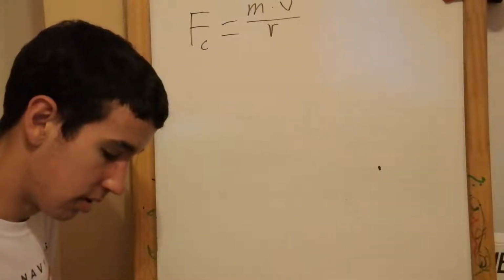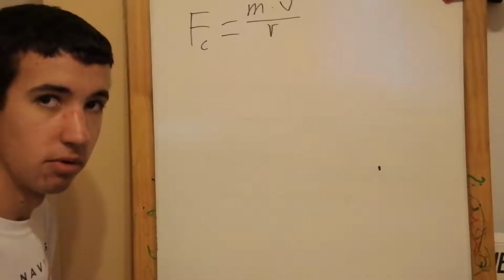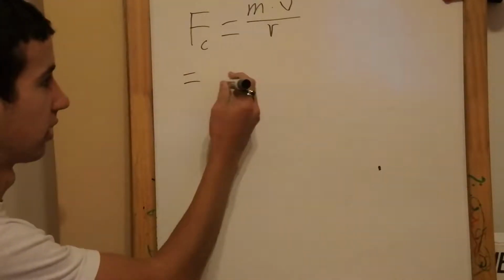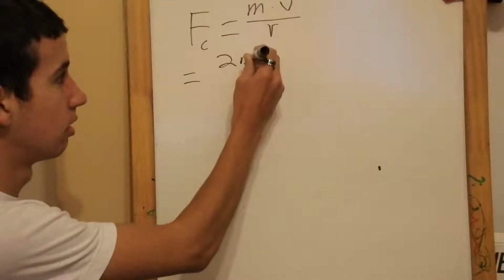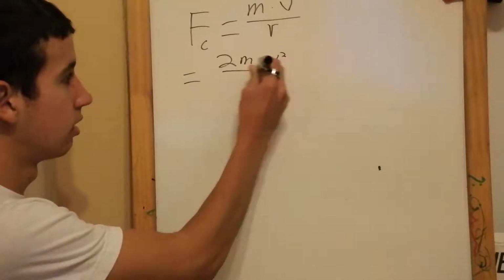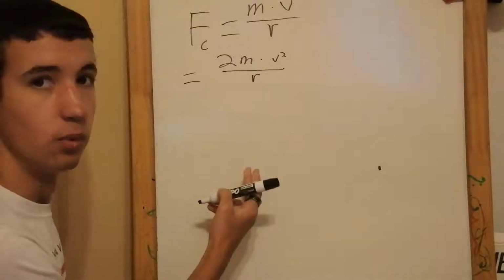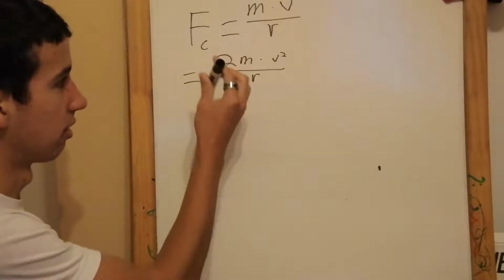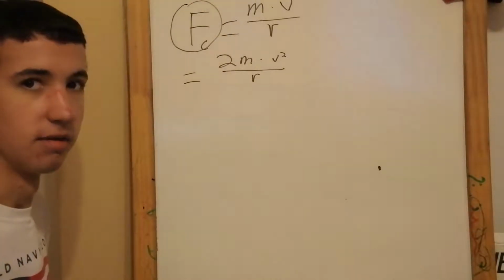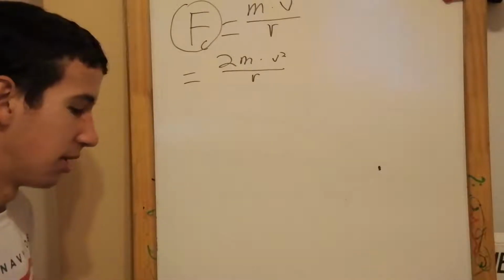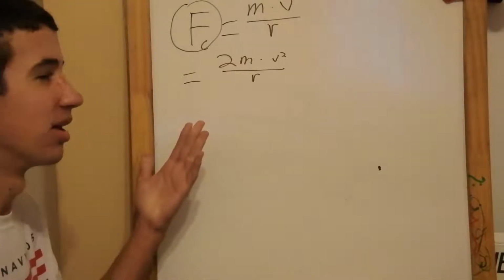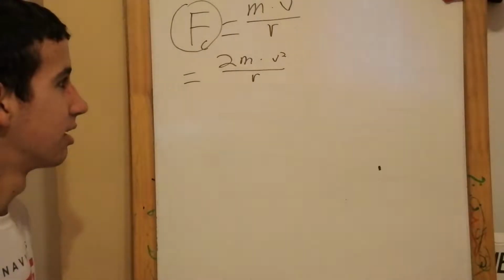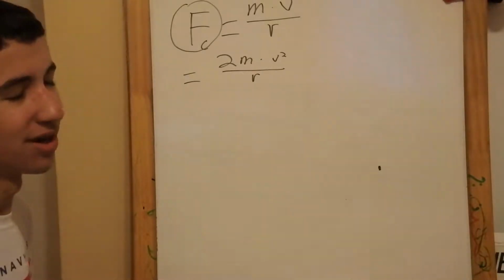First situation, the mass doubles and the other variables are held constant. So our first equation looks something like this. And we want to figure out what doubling the mass does to Fc. Now you may be wondering, what the heck, we just added a 2 to the m. How does that change anything? Don't worry, I'm going to explain here.